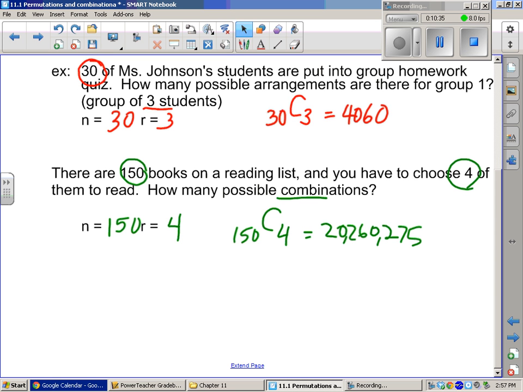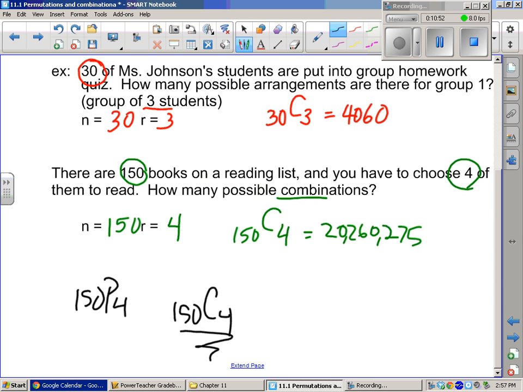All right, I have a tricky question for you. If we were to do 150P4, is that bigger or smaller than 150C4? Oh, I don't know. So this way, we're only counting the groups of books, and here, we're counting the order of books. So I think there are way more ways. Makes sense to me. So smaller numbers for combinations.